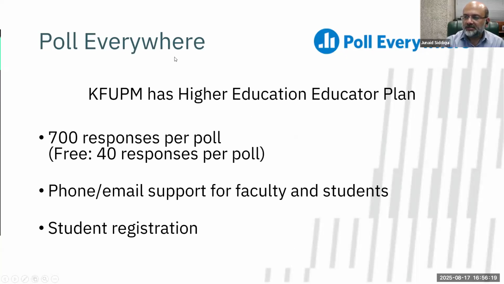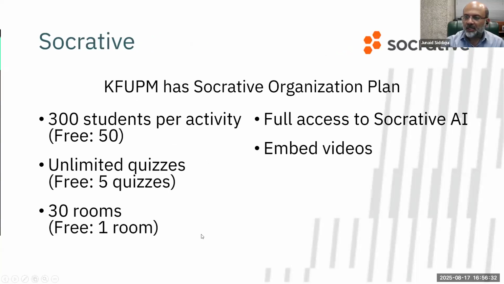Poll Everywhere limit. By going to the licensed version, you increase your limit from 40 to 700. And you can also register the students. So this is an additional feature available. Socrative, you increase your limit from 50 to 300. And the number of quizzes and rooms also increase significantly.